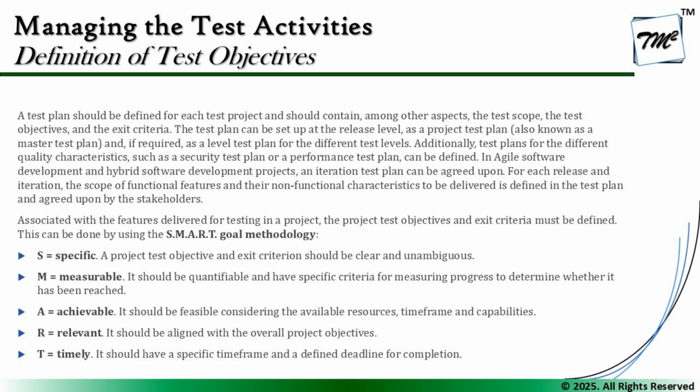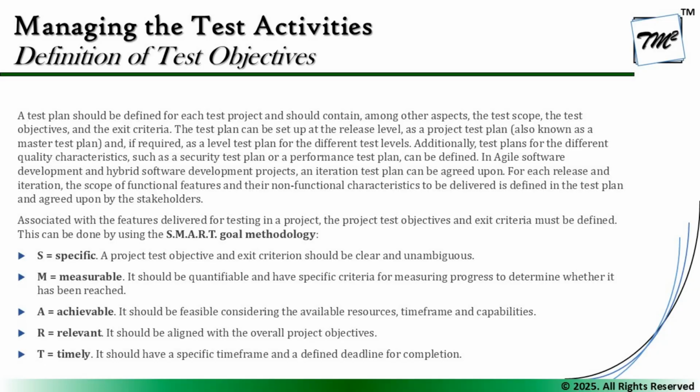Indeed, all these five terminologies play a very significant contribution in understanding that, yeah, that's exactly what we need an objective to be, right? Specific, measurable, and other things are pretty simple to understand. So let's get a little deeper here into how we define these attributes. So of course, specific certainly means a project test objective and exit criteria should be clear and unambiguous, whereas measurable means it should be quantifiable and have specific criteria for measuring progress to determine whether it has been reached.